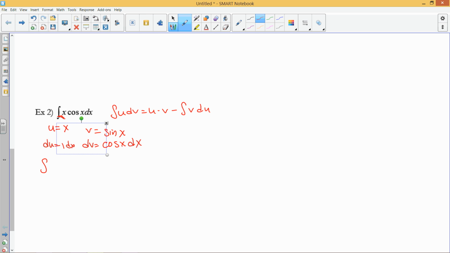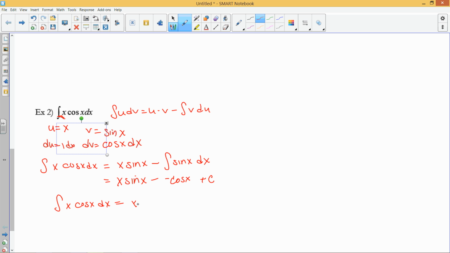And the integral of u dv equals u times v minus the integral of v du. So x sine x stays the same. The antiderivative of sine x is negative cosine x plus c. So the antiderivative of x cosine x dx is x sine x plus cosine x plus c.